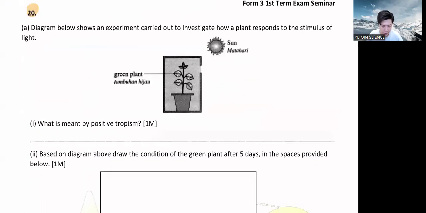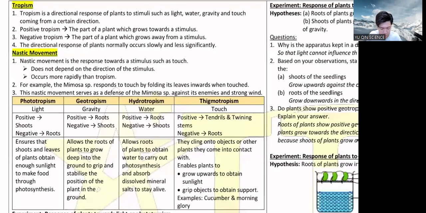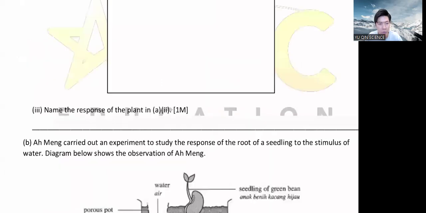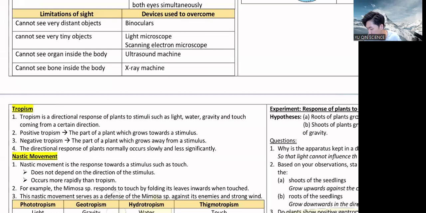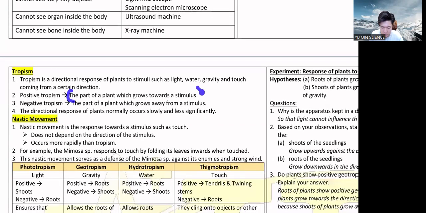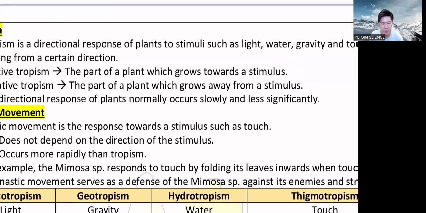Okay, right. So what is meant by positive phototropism? Okay, positive photo means what? Wait, not positive photo. Oh, it's just positive tropism. Okay, positive means you want to. I want. So this one. Positive tropism, the whole thing is your answer.